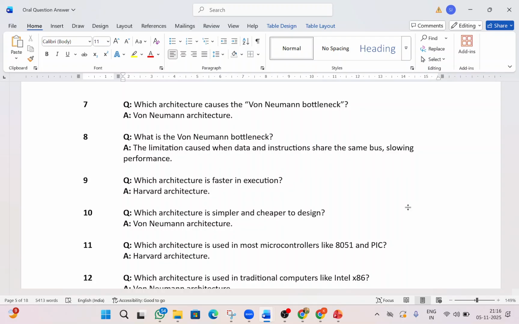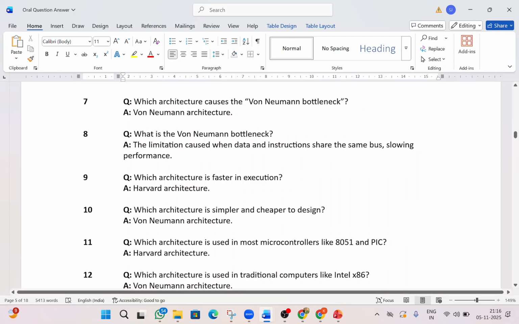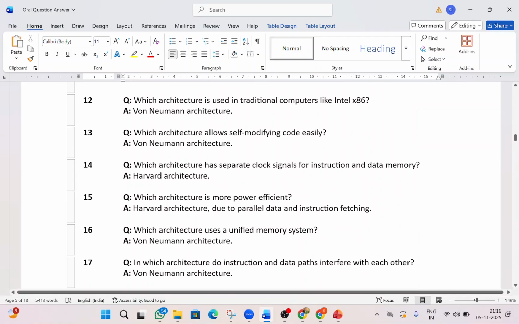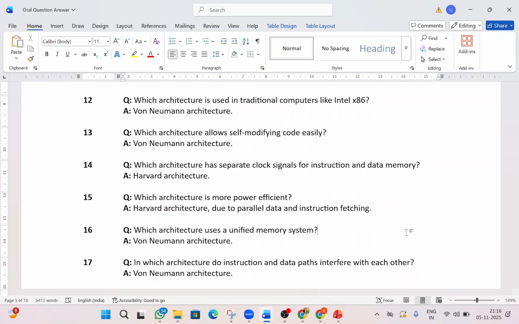Okay, next question. Number 12. Which architecture is used in a traditional computer like the Intel x86? That is the von Neumann architecture. It is a general purpose computer, focused on flexibility and large memory capacity. That's why we use the von Neumann architecture here.